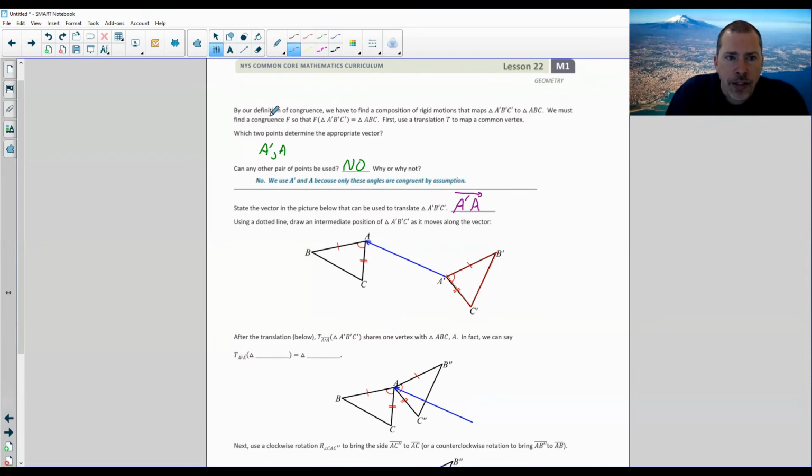Using a dotted line, draw an intermediate position of triangle A prime, B prime, C prime as it's moving along the vector. So I've already done that with my program. The best way for you to do this would probably be using patty paper, or if you want to be accurate, you'd have to use a calculator, a compass, and a protractor. But I am just going to move this.